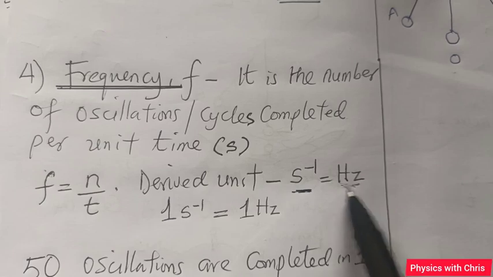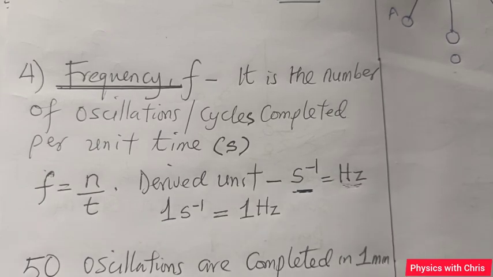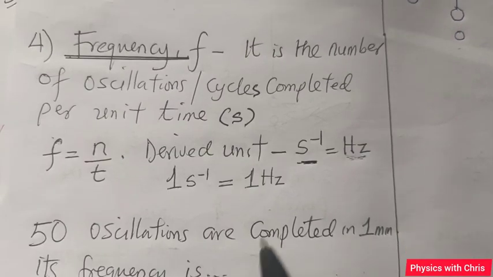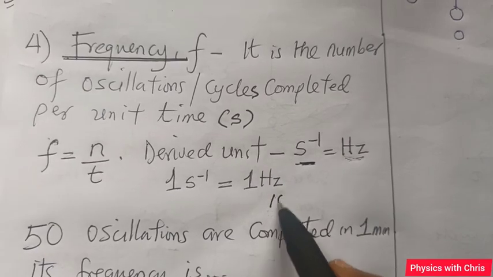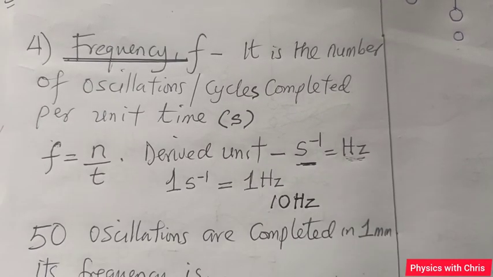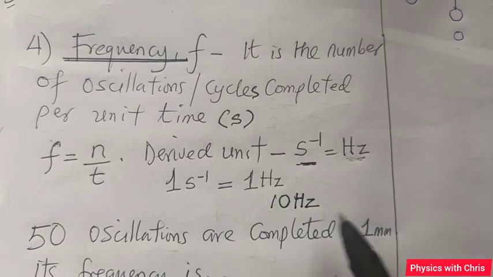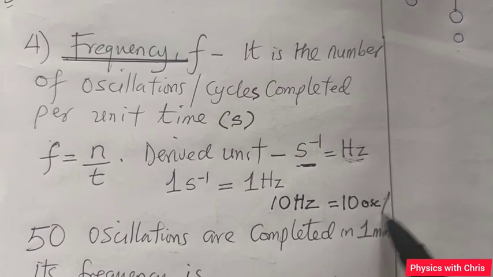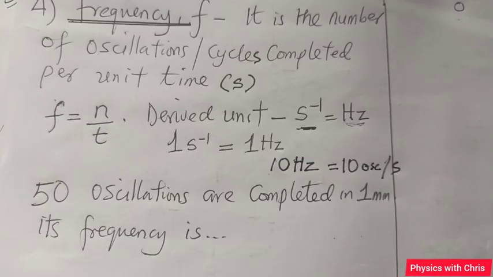That's the SI unit of frequency, which means a frequency of 1 per second is the same thing as a frequency of 1 hertz. So if a body in simple harmonic motion is oscillating with a frequency of 10 Hz, it means that it's completing 10 oscillations per second. That is the interpretation of a frequency of 10 Hz.